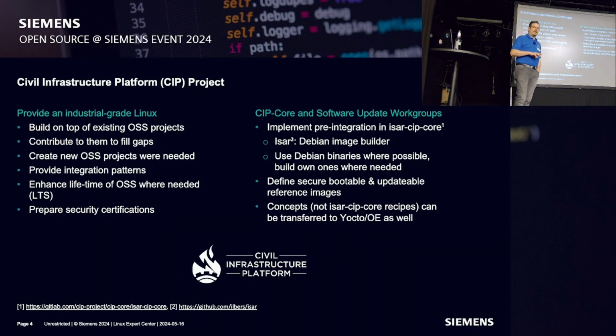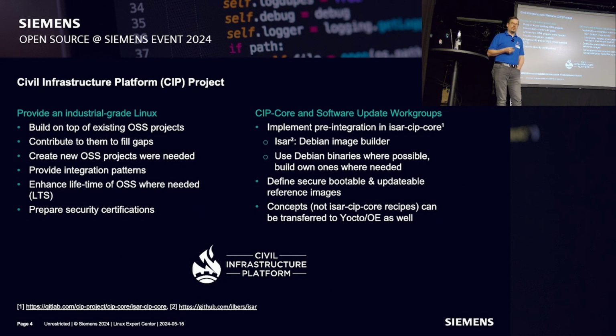So, one area of this integration pattern is around software update. There are 2 work groups dealing with this, directly or indirectly: the CIP Core and the software update work groups. So what do we do at CIP Core? This is basically our central place where we build the systems and the userland as reference images. We do this based on, this is where the CIP project agreed on, Debian sources.